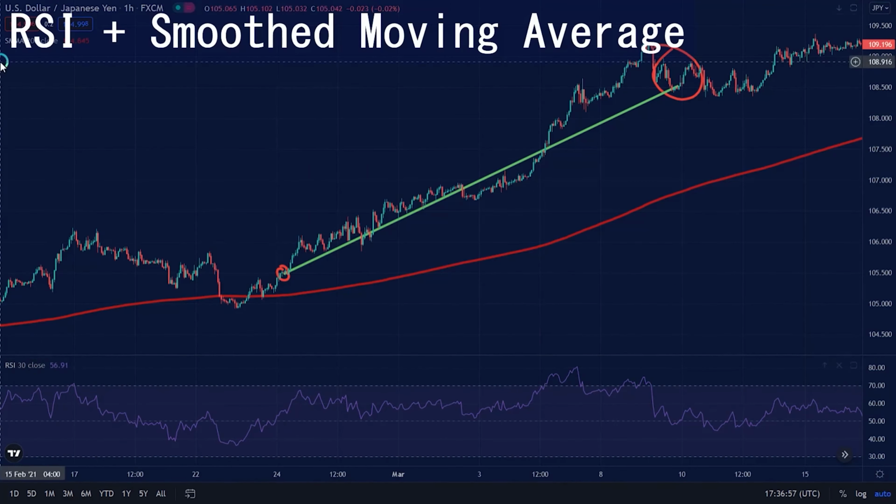It is a great RSI plus smoothed moving average strategy. What do you need? First, you will need a smoothed moving average that is 200 length. Now, the first condition is that the price has to be above the 200 smoothed moving average when you take the trade. Let's see the second condition. The second condition is that you will need a 30 length RSI indicator.